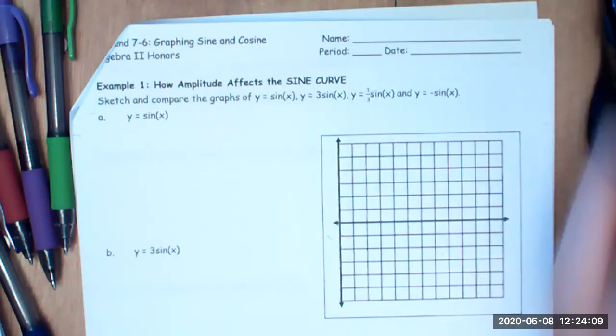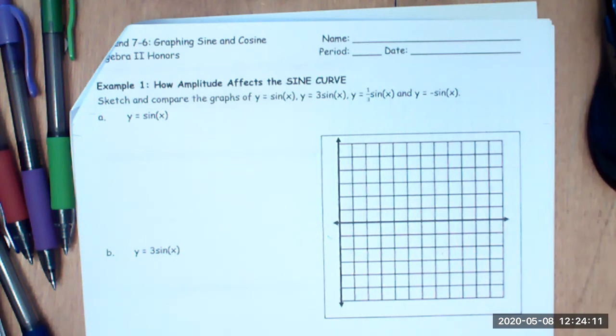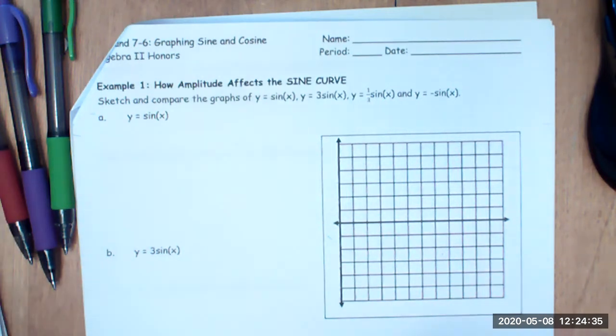We're going to look now at how amplitude affects the sine curve, and then after that, we're going to look at how period affects the sine curve. Okay? And also, one thing to notice as well is that what we're looking at here with sine would apply also to cosine. Okay? So, for example here, let's just start with the parent.